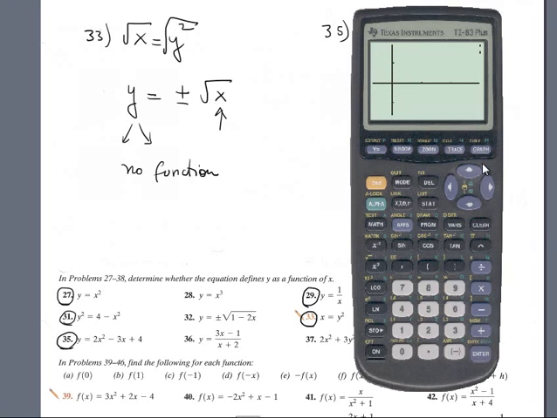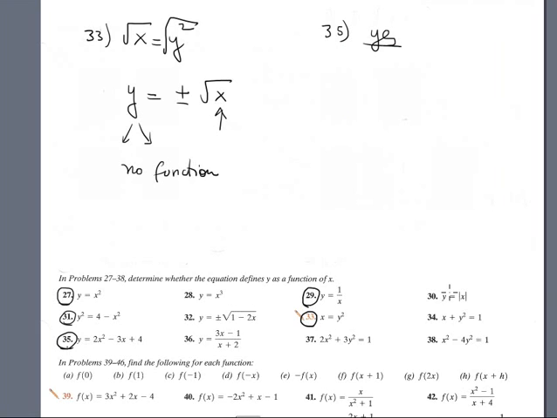Now graph. Now let's go to the zoom standard 6. Oh yes, it's a parabola. Now when you apply the vertical line test, of course it passes, it's a function. 35 is a function. Okay, 35 is a function.